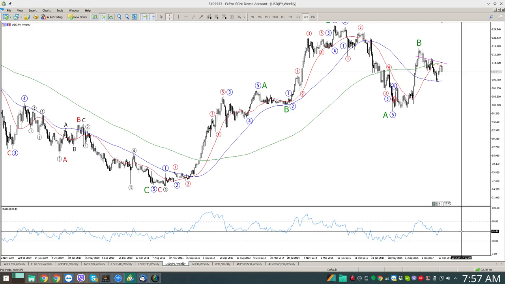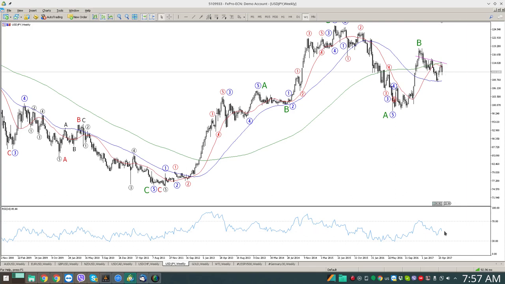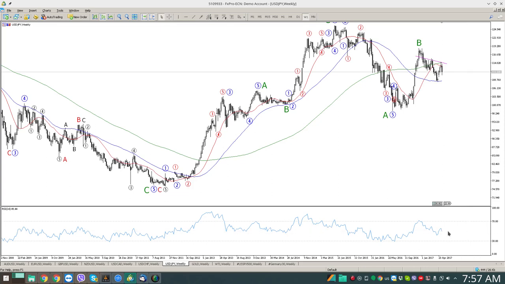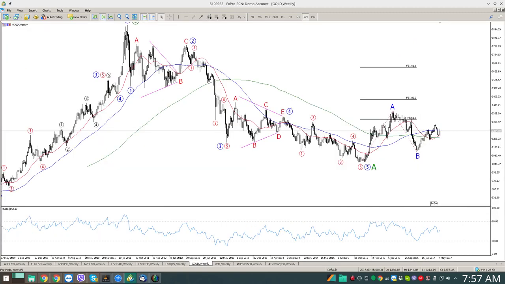I want to see the RSI moving below the 50 level. We see that we are on the correct path here, and also prices moving below this SMA for the downtrend to accelerate. Gold. Here we have some serious changes to my expectations.